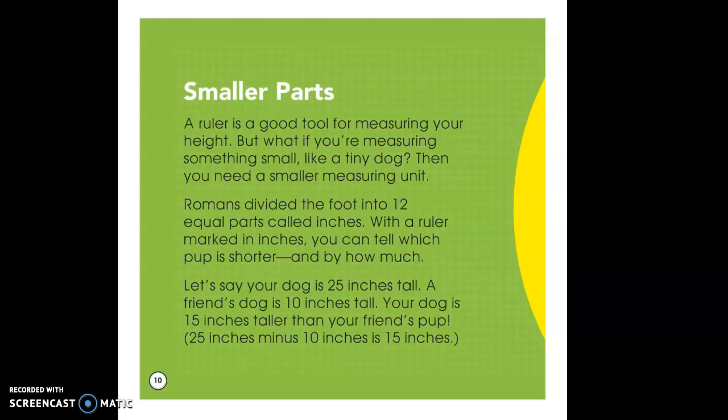Let's say your dog is 25 inches tall. A friend's dog is 10 inches tall. Your dog is 15 inches taller than your friend's pup. 25 inches minus 10 inches is 15 inches. You probably have heard the word inches before.